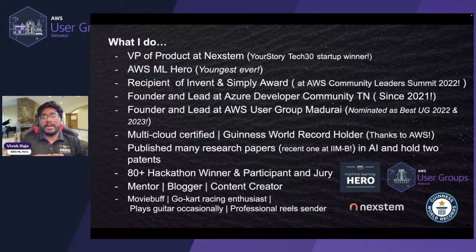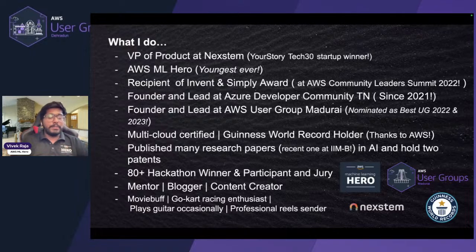And I'm an AWS Machine Learning Hero. If you're not aware of what the Hero program is, it's a very distinguished program from AWS, especially for the community, where they handpick folks from different domains who are experts in that domain as well as involved with the community. I'm one of the active machine learning heroes, and when I got this title, I was only 21, so I was the youngest back then as well.